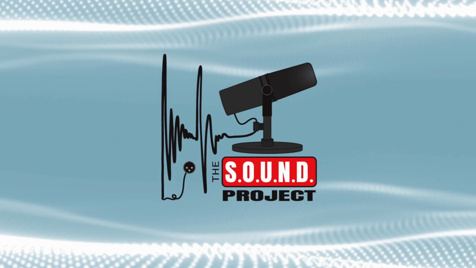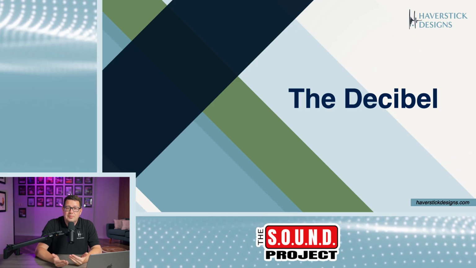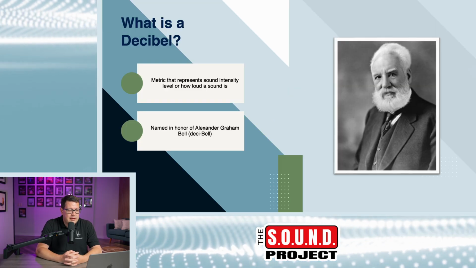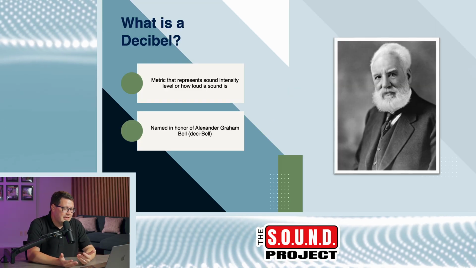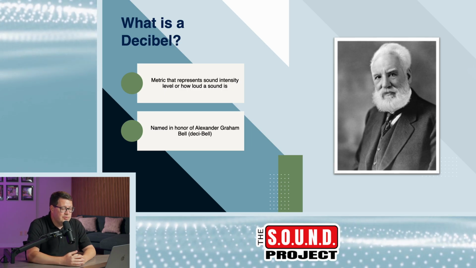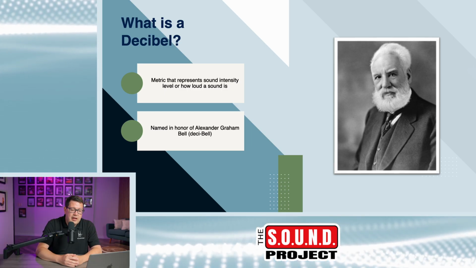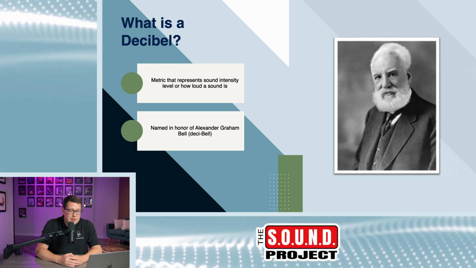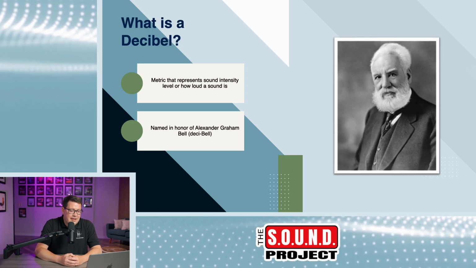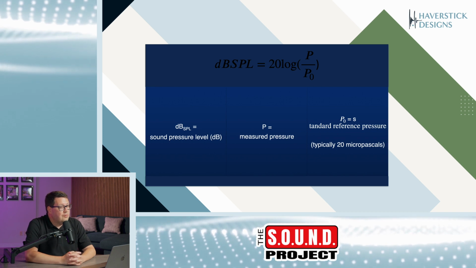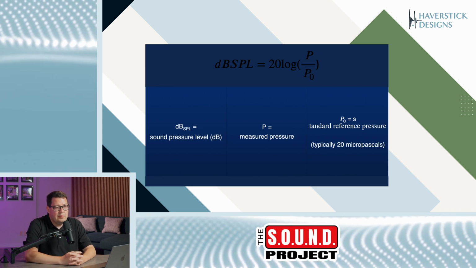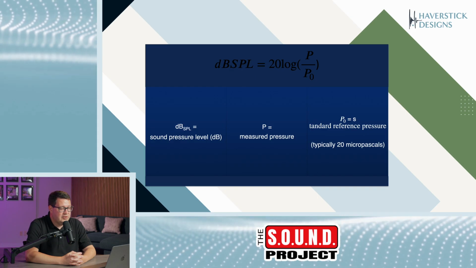Today's episode, we're going to talk about the metric, the decibel. There are a lot of different applications in sound, obviously, for the decibel. It's a metric that represents sound intensity level and how loud or how soft a sound is. It was named in honor of Alexander Graham Bell. The last L in Bell was dropped, and you just get decibel. He did, obviously, a lot of work with audio, and the decibel is something that we use and experience every single day.